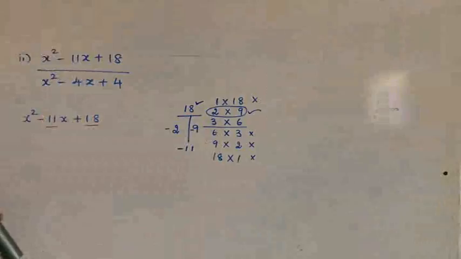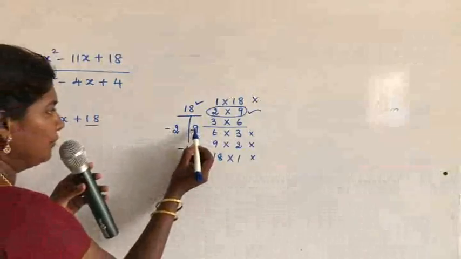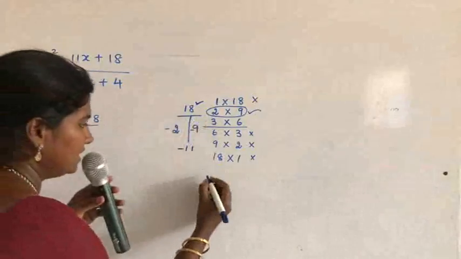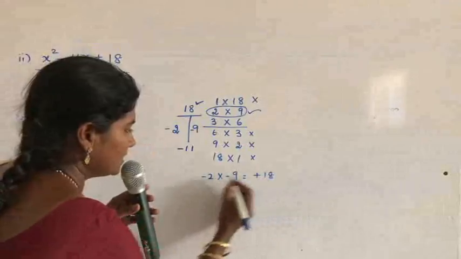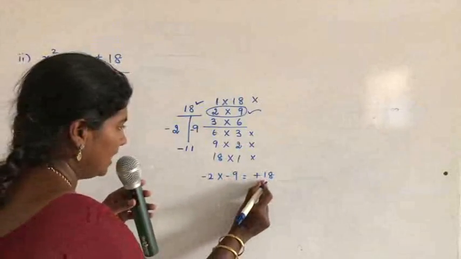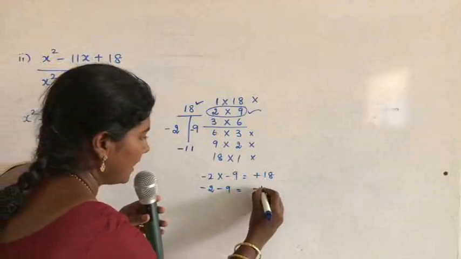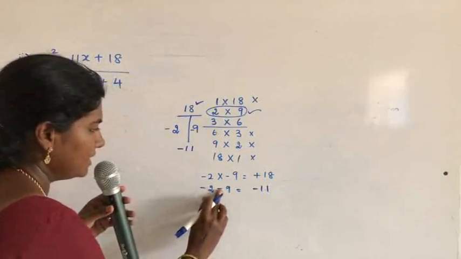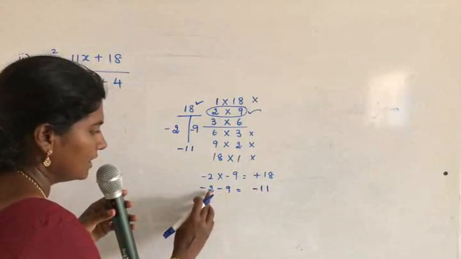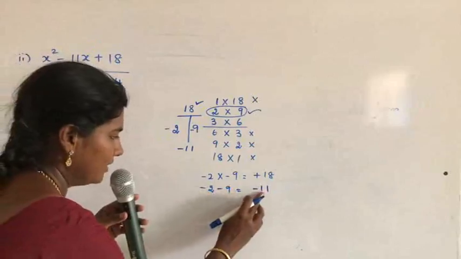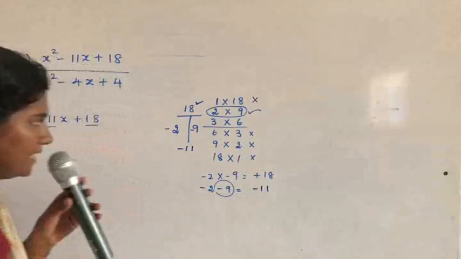So now let's check whether our answer is correct. Minus 2 into minus 9 is equal to plus 18, that is, minus minus becomes plus. Similarly, minus 2 minus 9 is equal to minus 11. That is, 2 plus 9 gives you 11, and the sign of the bigger number is minus. So our answer is minus 11.